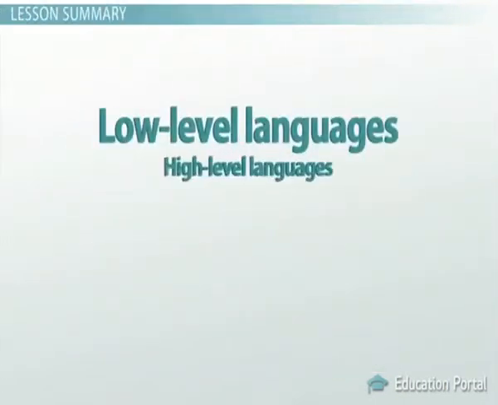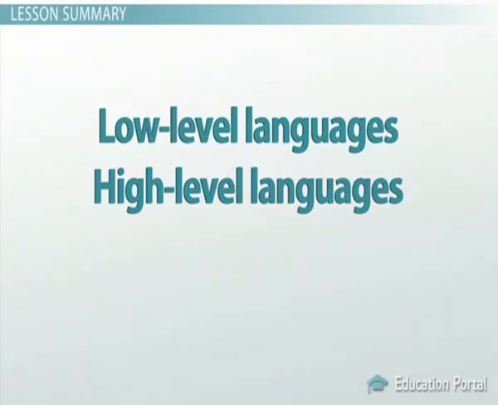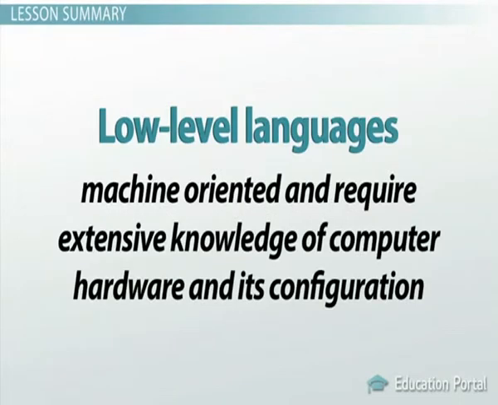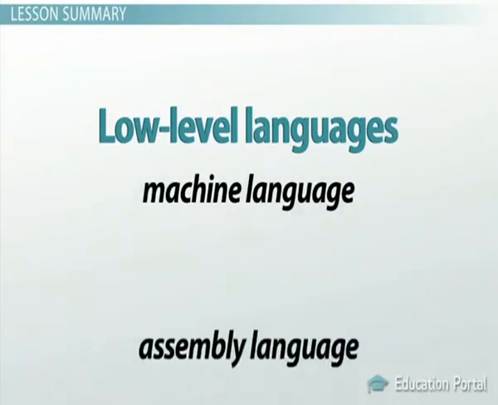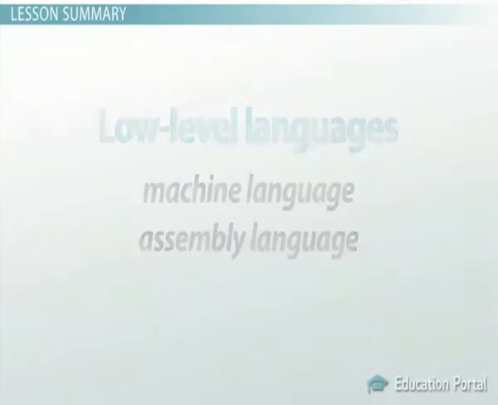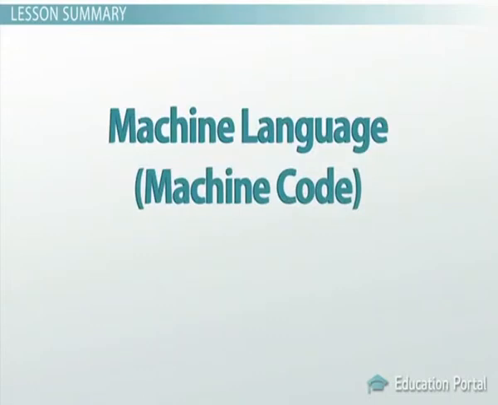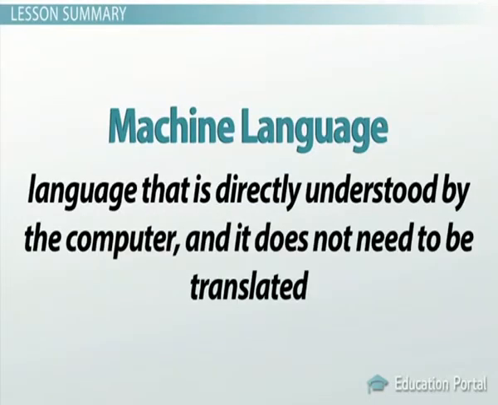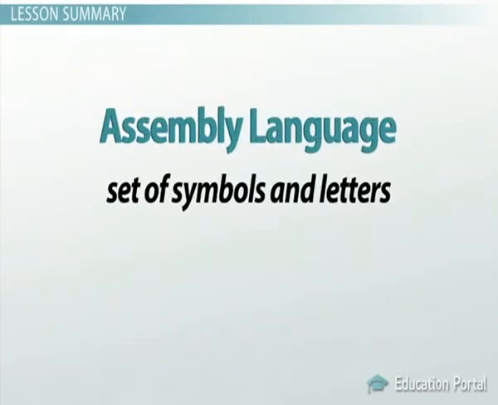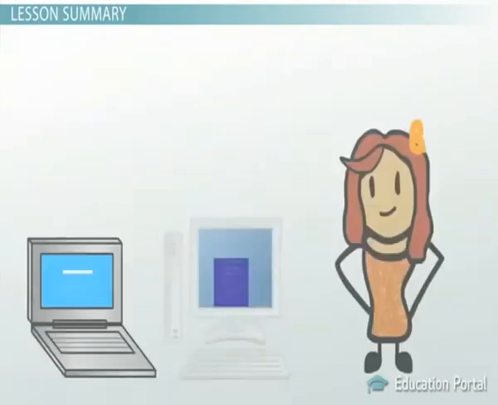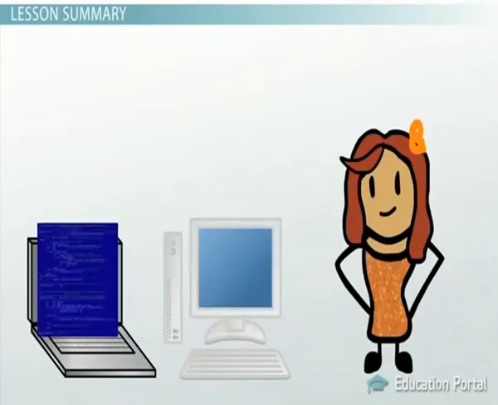There are two major types of programming languages: low-level languages and high-level languages. Low-level languages are machine-oriented and require extensive knowledge of computer hardware and its configuration. There are two categories of low-level languages: machine language and assembly language. Machine language, or machine code, consists of binary code and is the only language that is directly understood by the computer. An assembly language consists of a set of symbols and letters and requires translation to machine language. Both machine code and assembly languages are hardware-specific.